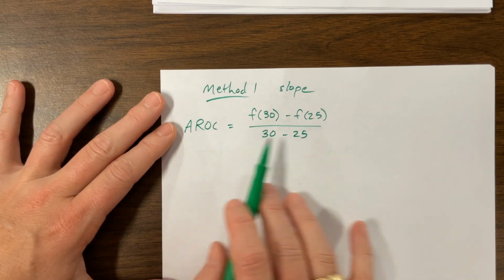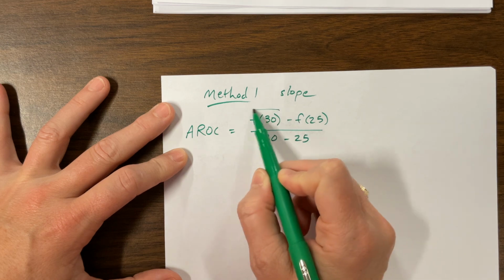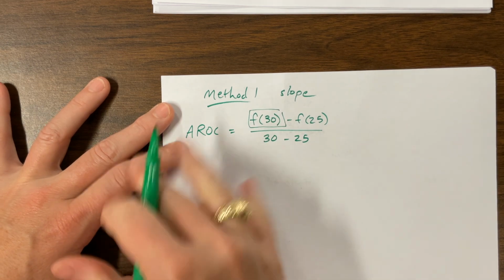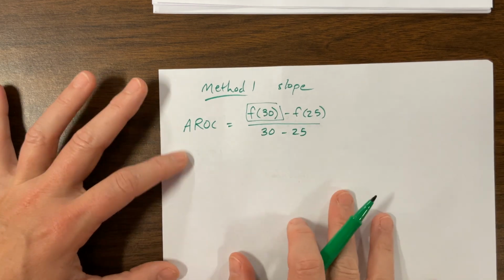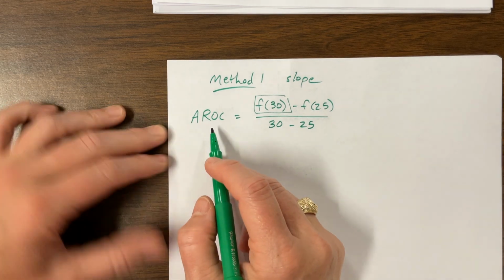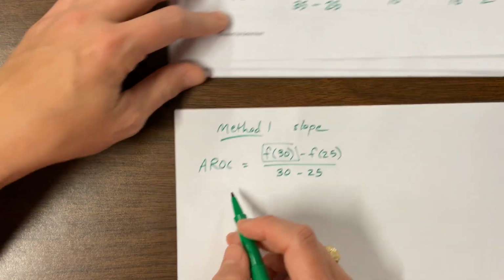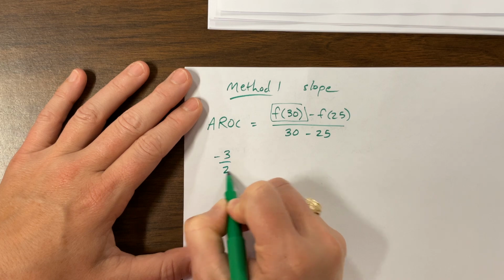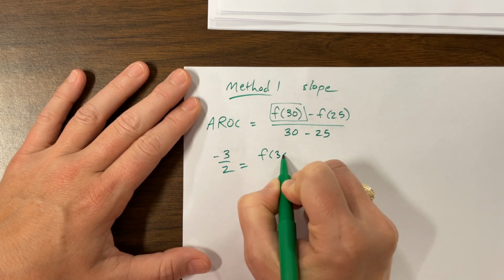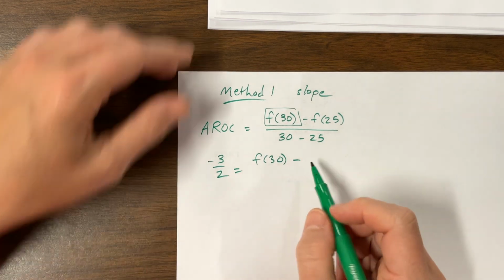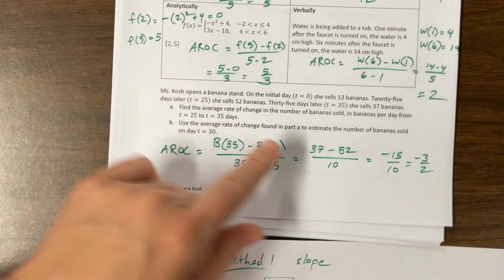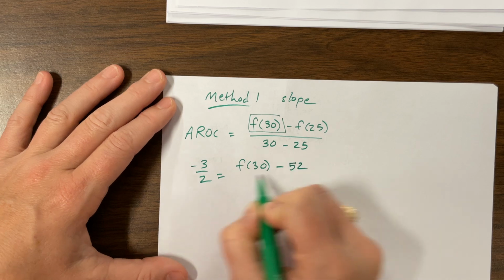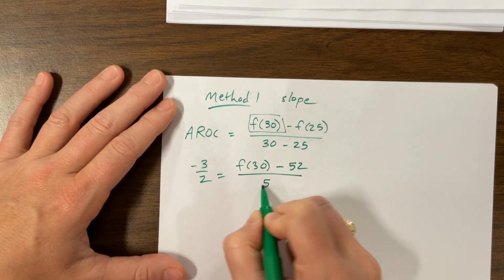Okay, so what I'm going to do is I'm trying to solve for f of 30. So I'm going to plug in everything else that I know and then clean up the formula. My average rate of change, if you remember from just a second ago, was negative 3/2, which is equal to f of 30 minus, what was f of 25? Let's look back to the problem. f of 25 was 52. 30 minus 25 is 5.